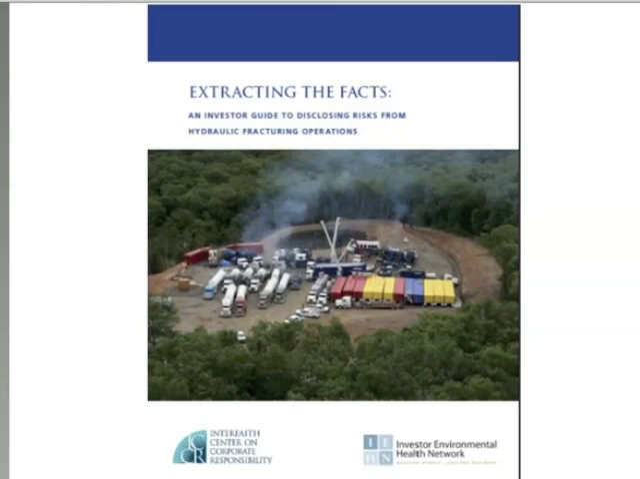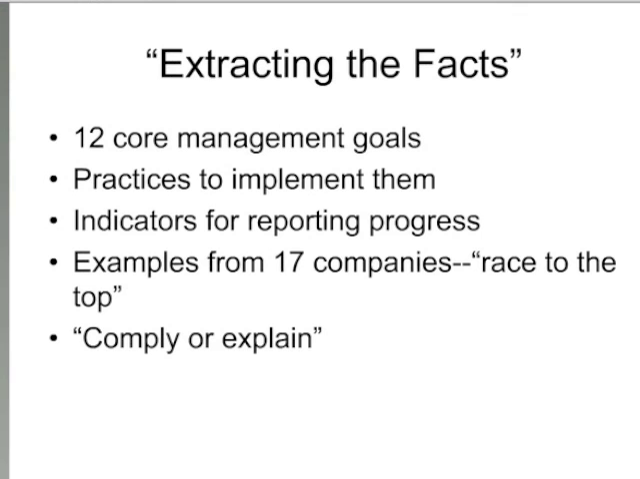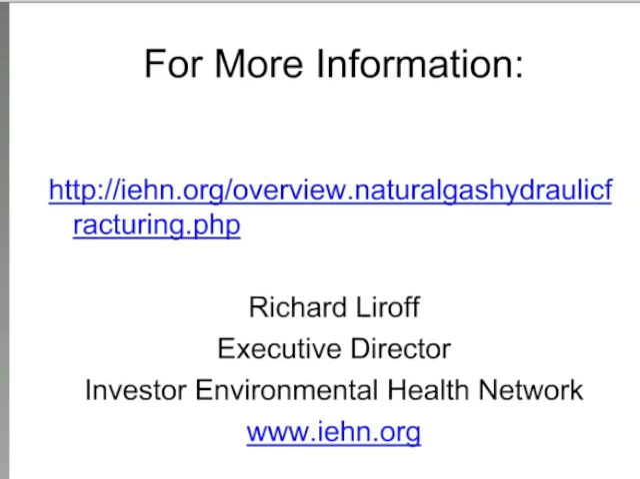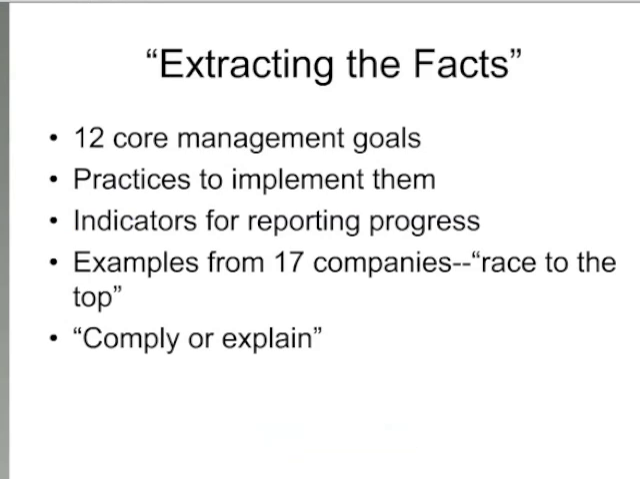Companies wanted to know, well, what are you looking for? And so we decided to tell them what we thought they should be reporting on. The guide has 12 core management goals. For example, one goal is the virtual elimination of toxic chemicals. A second goal is secure community consent to operations. Some of the goals are aspirational. Some of the goals are achievable today.